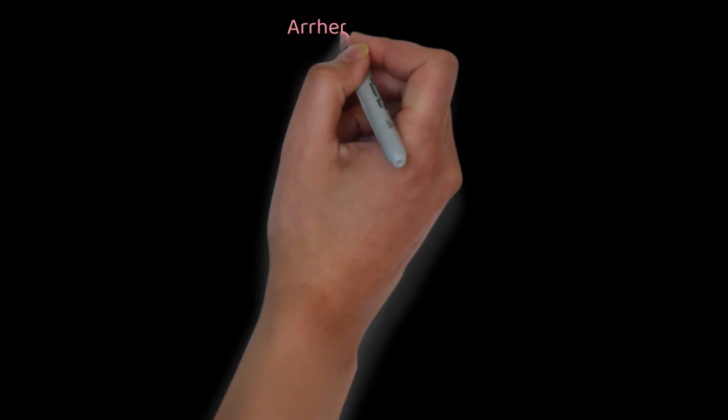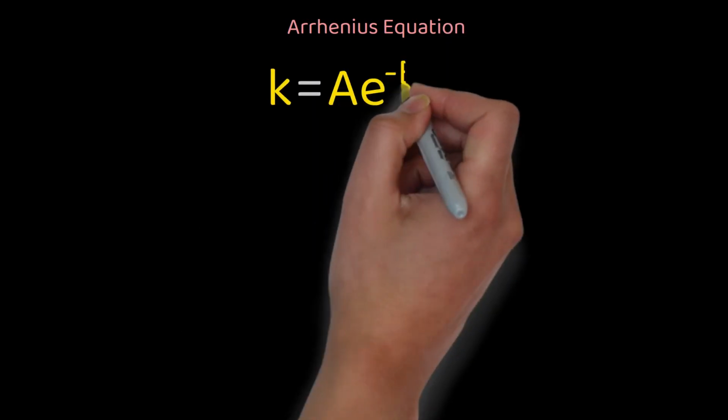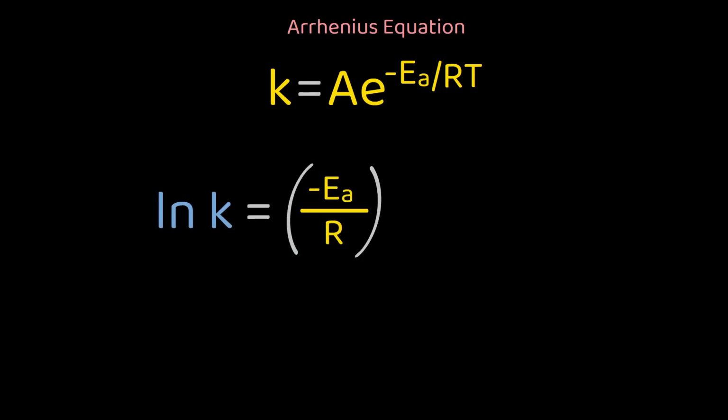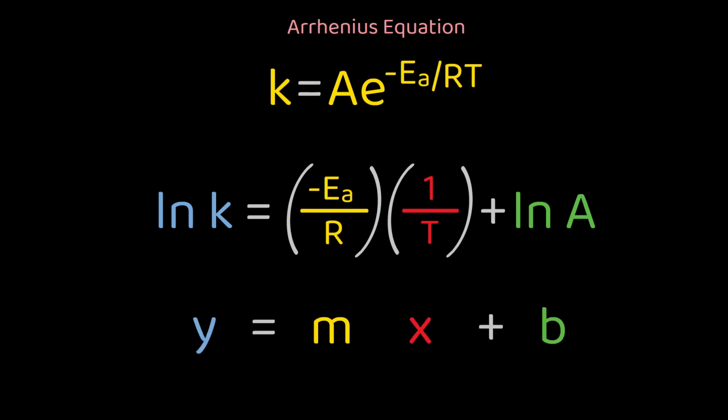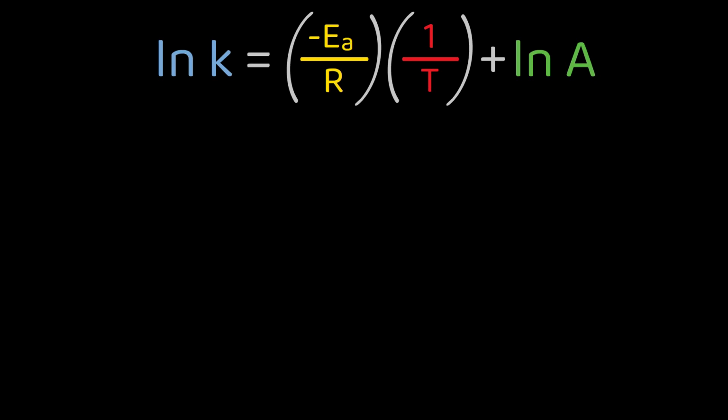Both the likelihood of proper collision and the energy needed at any particular temperature can be expressed mathematically as the Arrhenius equation. If we do some manipulation, we get a more usable form. Notice that this is also linear in the form of y equals mx plus b, where the negative activation energy divided by the gas constant is the slope, and y is the natural log of k. A is the frequency factor that considers how likely correctly oriented collisions are. Another way to write this equation is like this.